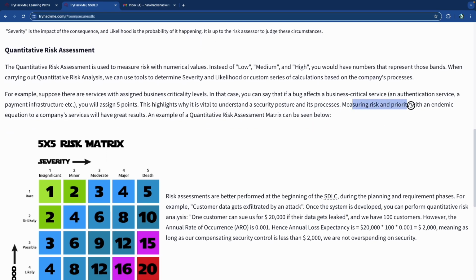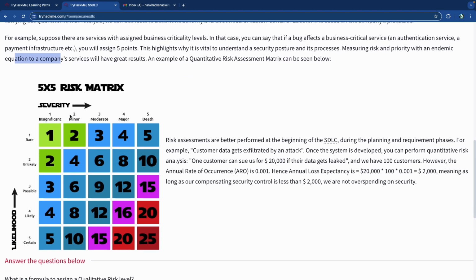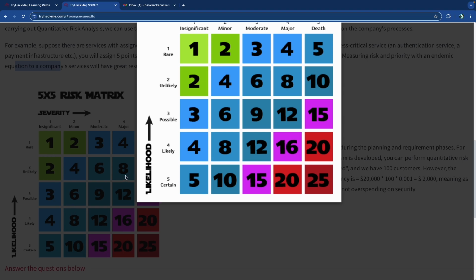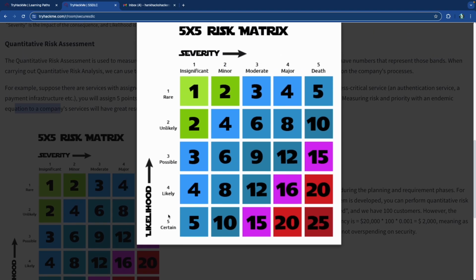And then measuring risk and priority with the matrix equation to accompany services, and it has really amazing results. So this is what that means, right? This is the likelihood. Let's see if we can make this a little bit bigger. So the likelihood is right here. At the very top, it's very rare, and the severity is insignificant, has very little impact. So it's a level 1, not a big deal. You could probably even let that go.